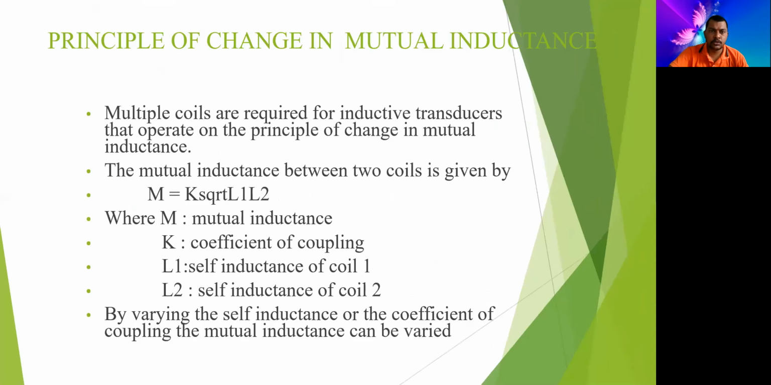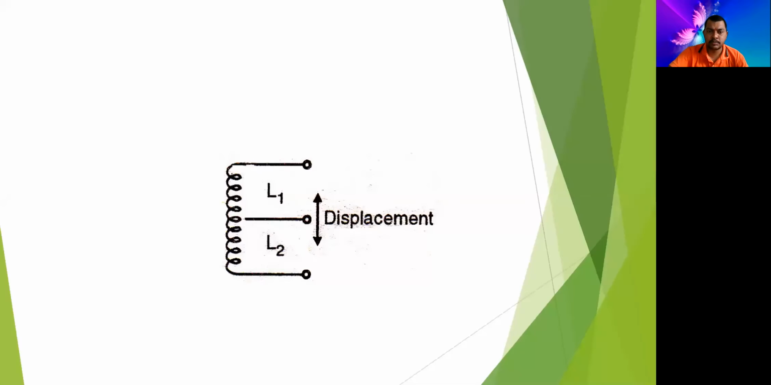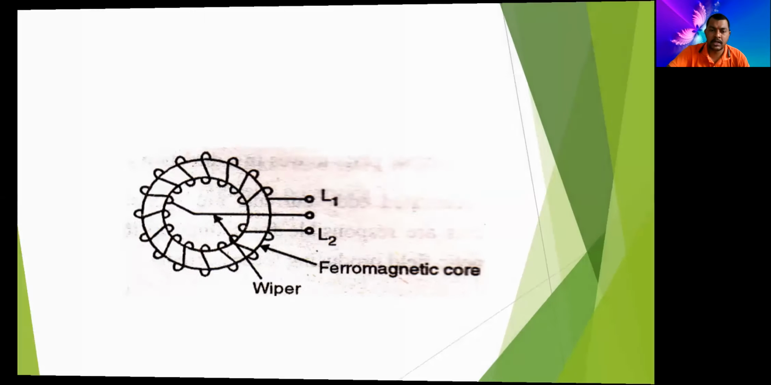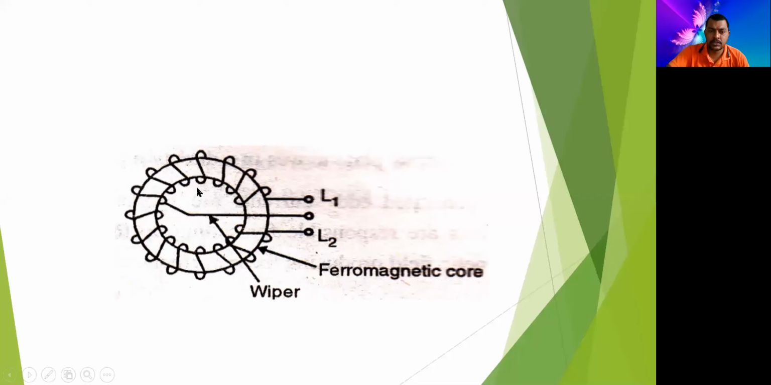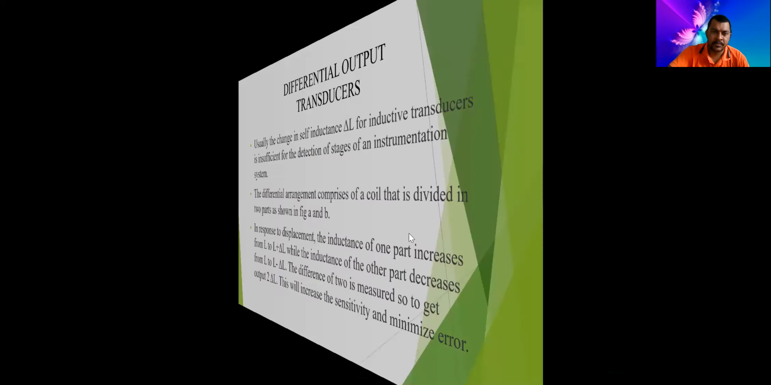Then the principle of change in mutual inductance. Mutual inductance means whenever there is a change in magnetic flux associated with a coil and EMF is induced in another coil, then it is called mutual inductance. So L1 and L2 are two coils. This is the angular type of that. So this is a wiper. As soon as this wiper is attached to one of the turns, here it will become one coil and here it will become another coil. So we'll have two coils, L1 and L2, accordingly.